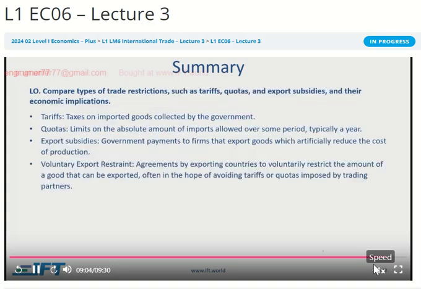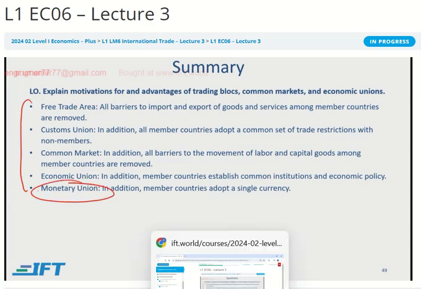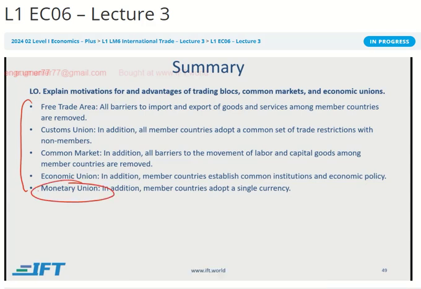And then we talked about the different types of restrictions that you can place: tariffs, quotas, export subsidies, and voluntary export restraints. And we talked about all of these in detail. And then finally, we talked about the different trading blocks, common markets, and economic unions you can have, with the highest degree of integration being a monetary union.